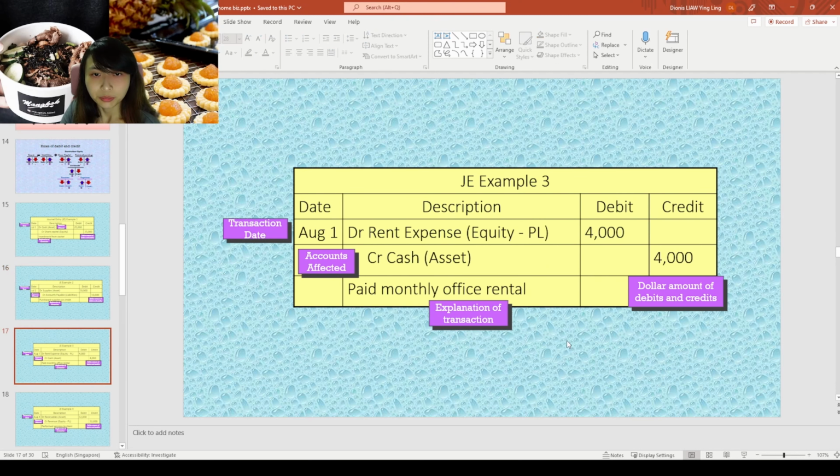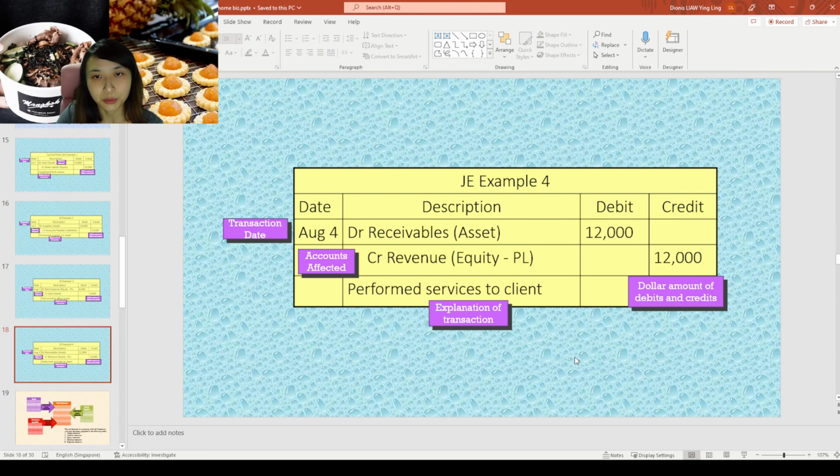Okay. Next example, imagine you also rent an office, then you need to pay rent. Maybe you're paying rent for the previous month, because it's the 1st of August, your rent is now due. So you will debit rent expense. Like I mentioned, an increase in expense is a debit. So debit rent expense, and then credit cash, meaning your cash decreases. Yeah, so this is the third example.